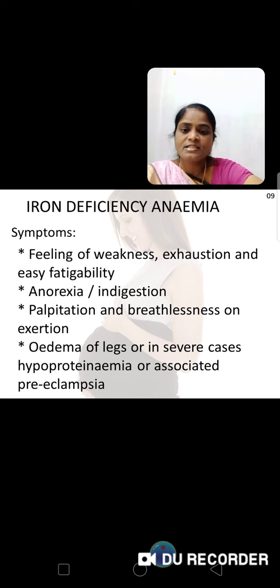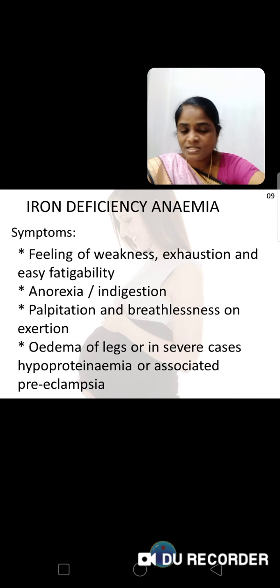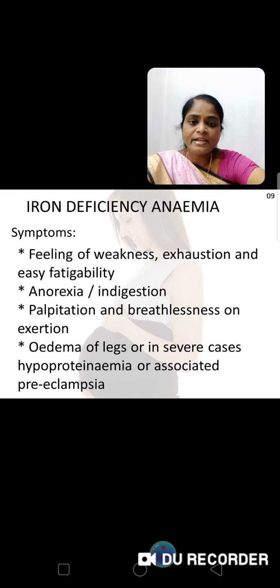breathlessness on exertion, and sometimes a preeclampsia-like condition, with edema in the leg, that is hypoproteinemia associated with preeclampsia. There is intracellular dehydration and extracellular overhydration. That means the fluid shifts from the intracellular to the extracellular space, so that may lead to edema. There is a condition of hypoproteinemia, amino acid and protein intake deficiency. Protein metabolism itself is getting affected, so that may lead to edema in the leg.